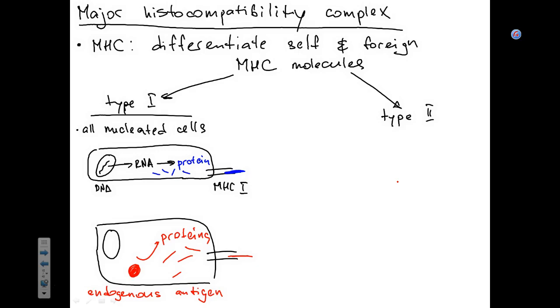Okay. We haven't heard the word T cell yet. We will. Not right now. So MHC type 1 presents endogenous antigens on nucleated cells of the body. Can we move on to MHC class 2? So type 2 MHC are on antigen presenting cells.